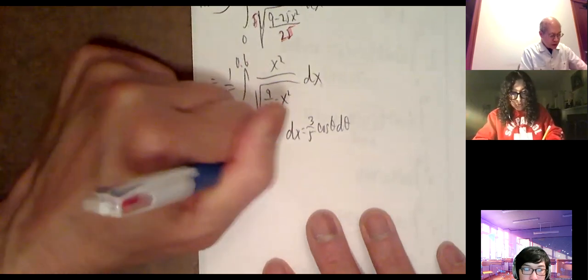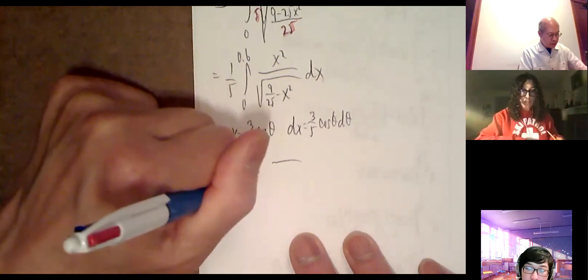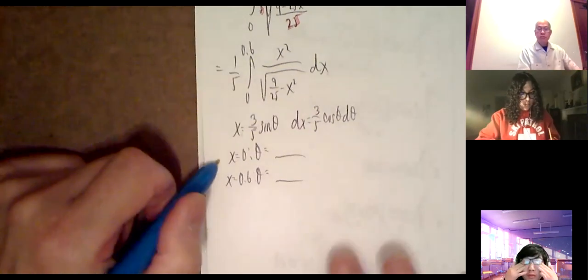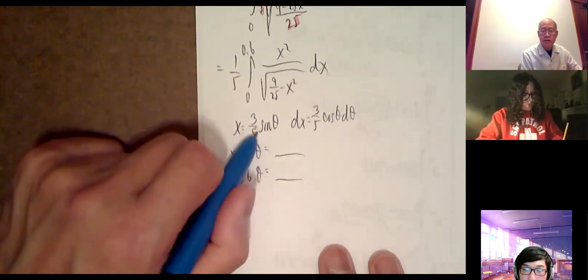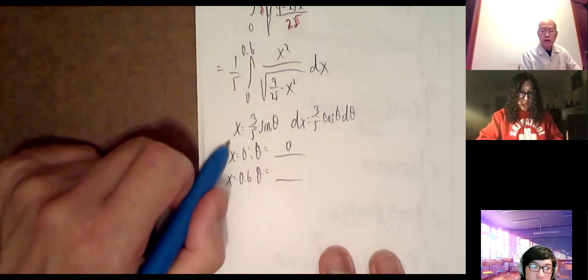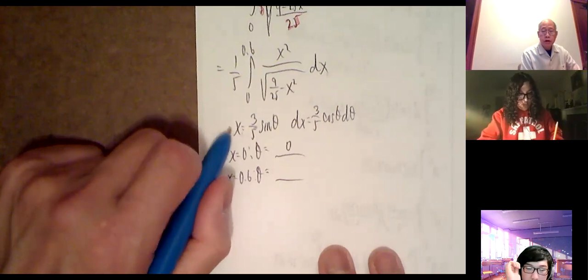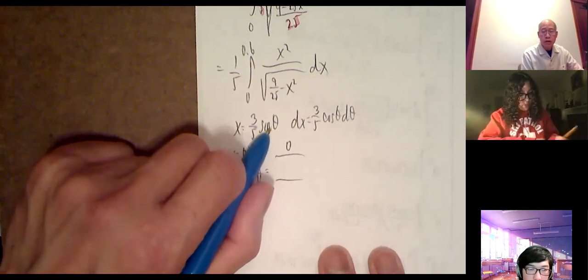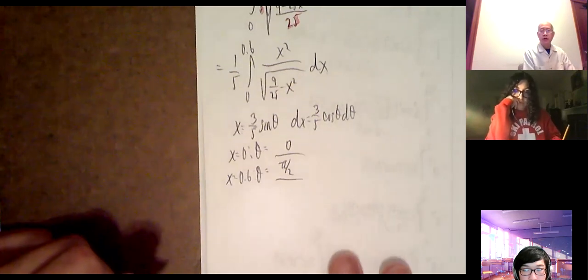X equals 0, theta equals blank. x equals 0.6, theta equals blank. Okay, if I put a 0 here, that means sine of theta is 0. Sine of what angle is 0? 0. If I put 0.6, 0.6 is the same as 3/5. So I have 3/5 equals 3/5 sine of theta. Well, that means sine of theta is 1. Sine of what nice angle is 1? Pi over 2. So I'm integrating from 0 to pi over 2.